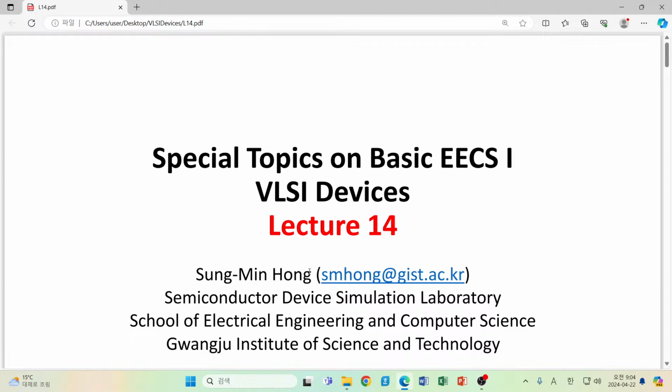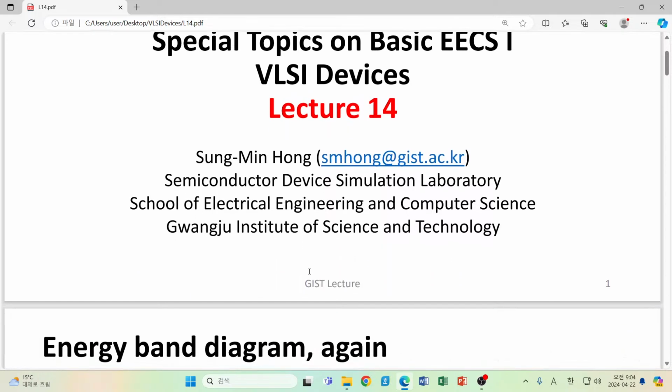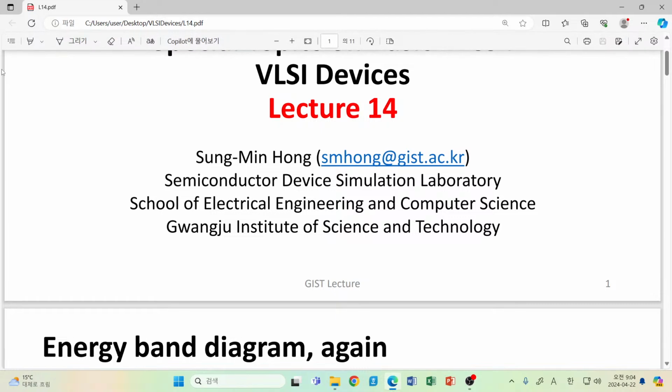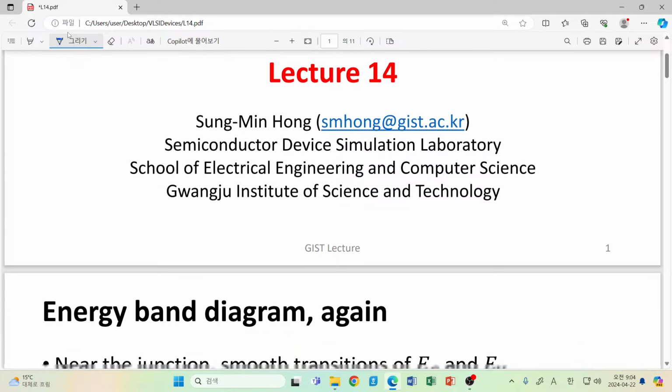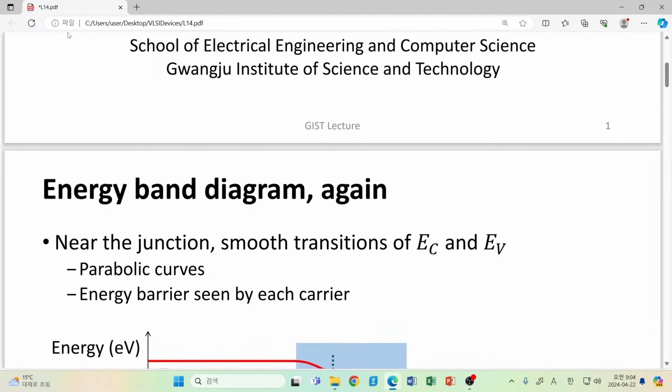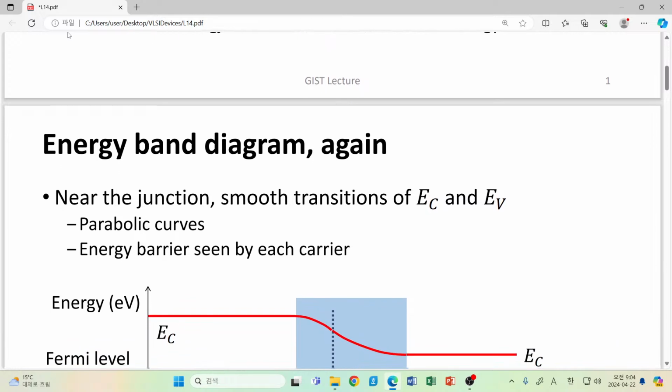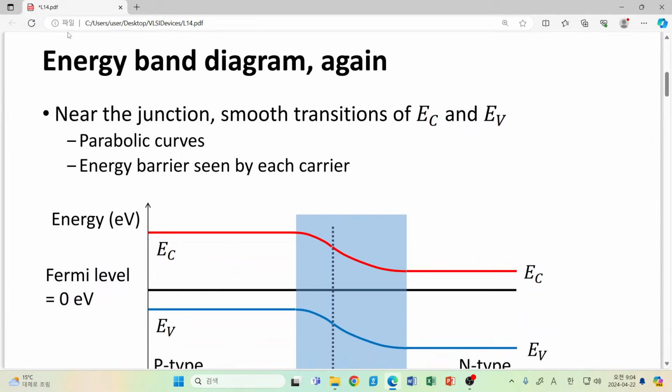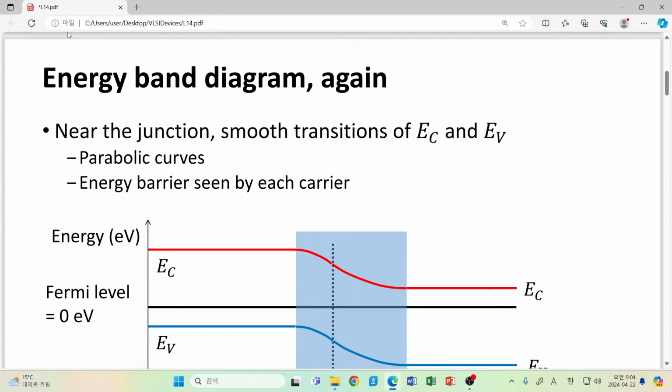And we will just keep our discussion about PN junction. Okay. So in the previous lecture we have discussed about depletion approximation at equilibrium. So we will keep the discussion from now on. So one thing we have to be able to do in this study is drawing an energy band diagram.